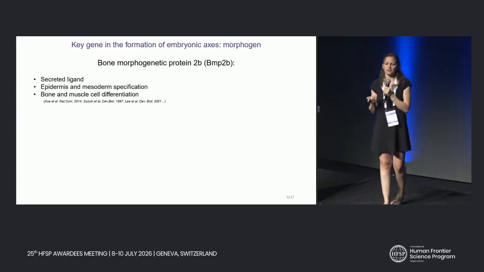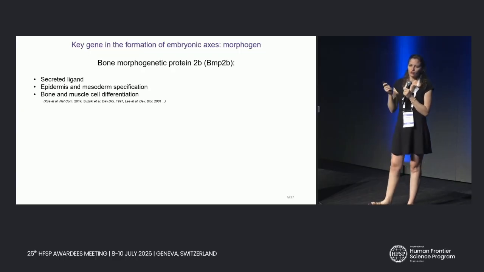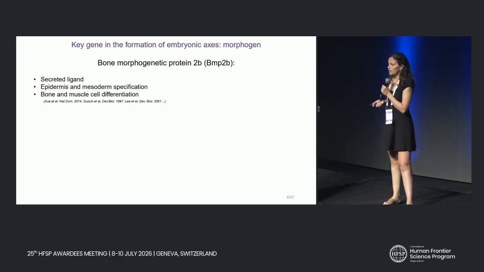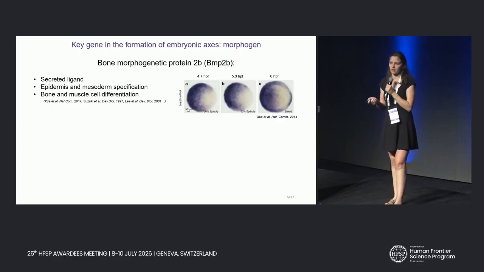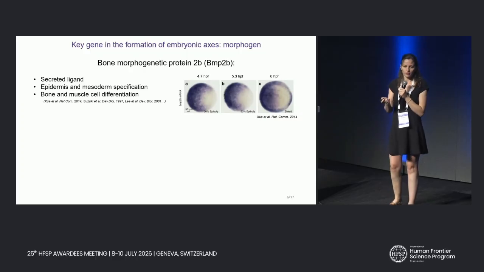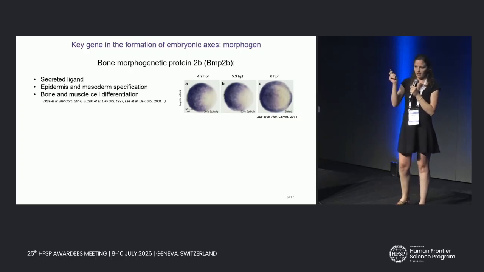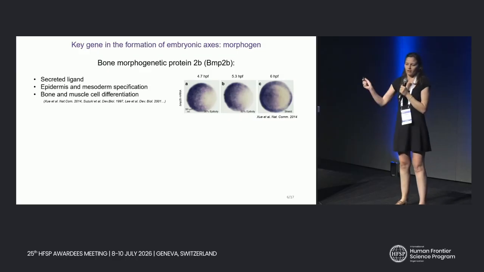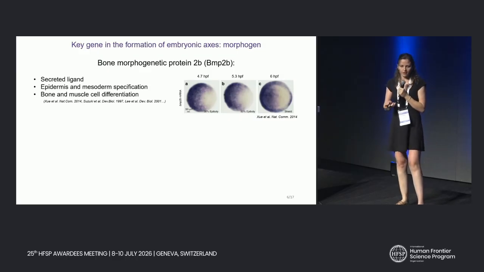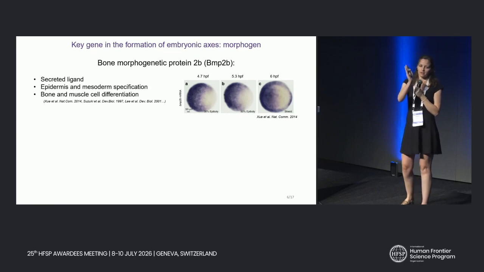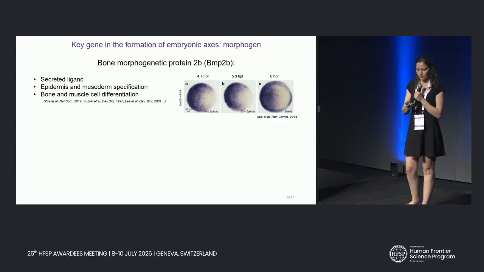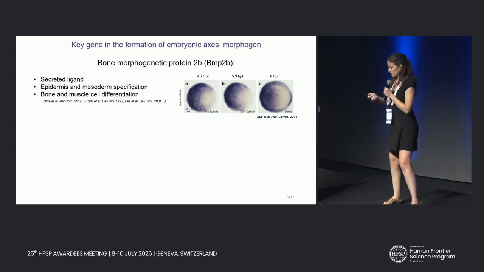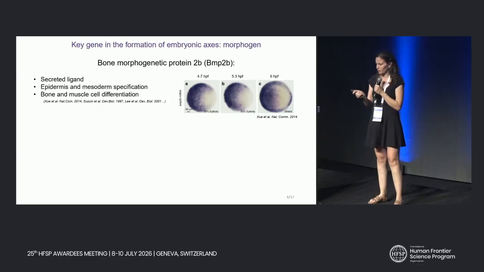This protein is a secreted ligand involved in epidermis and mesoderm specification, as well as bone and muscle cell differentiation. This gene is expressed as a gradient in the zebrafish embryo, as you can see here, from the ventral side on the left to the dorsal side on the right. It starts on the ventral side, and then at 6 hours post-fertilization, we start to have an expression at the most dorsal part. Sorry, I'm not using the pointer because I think it's too complicated.